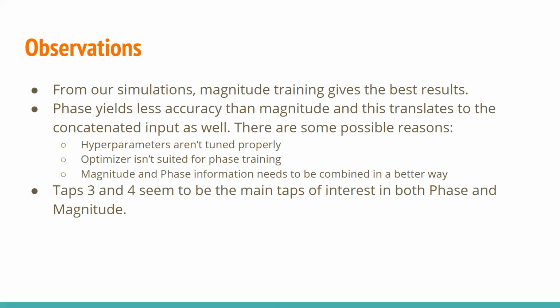Also, note that this effect of decreased accuracy for phase is more pronounced in the third setting. So the last observation is, of course, tabs 3 and 4 seem to be the main tabs of interest in both phase and magnitude, and this seems consistent across all experiments. So let's move on to the conclusion section.